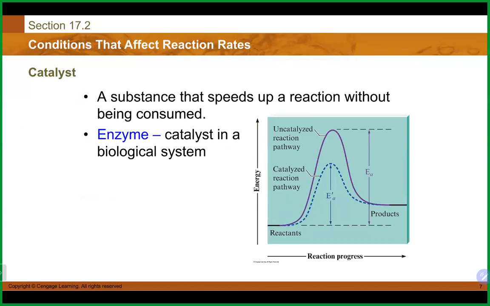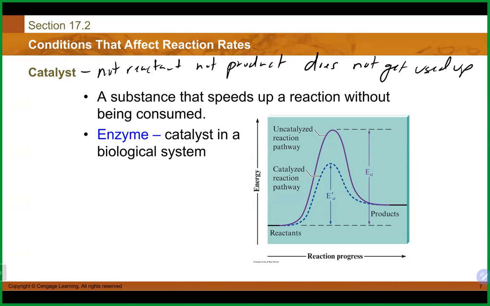Now, one way that you can speed up a reaction is by adding a catalyst. A catalyst is not a reactant, nor is it a product, and it does not get used up in a reaction. It is there in most cases to facilitate the reaction occurring a lot faster, and that may be finding an alternative pathway for that reaction to occur.